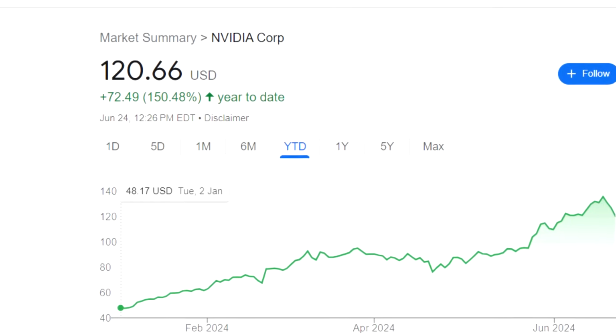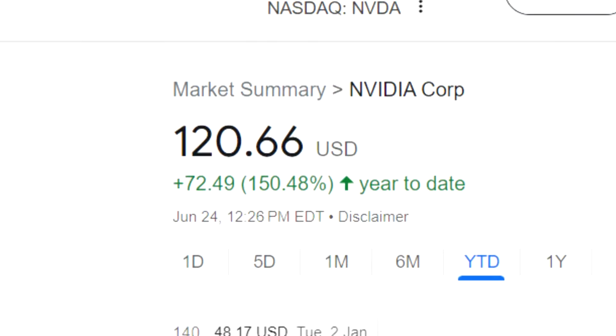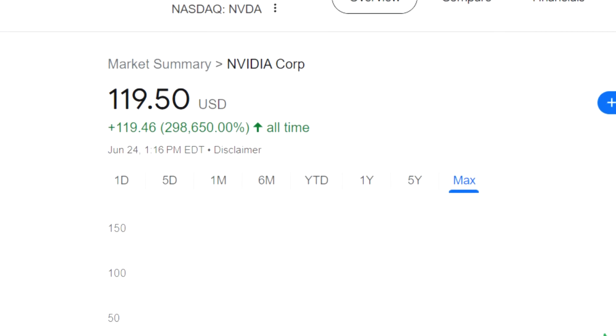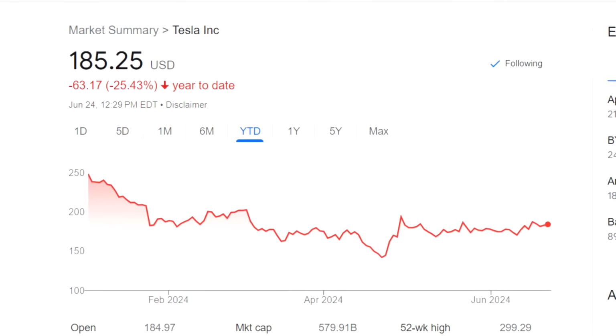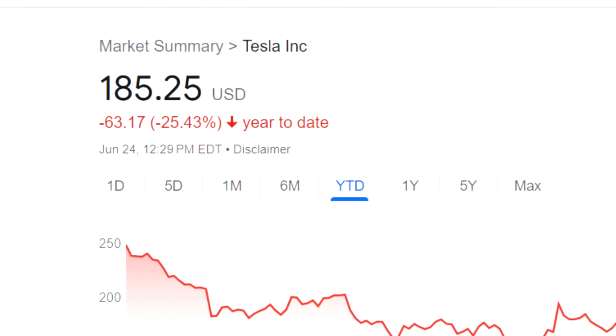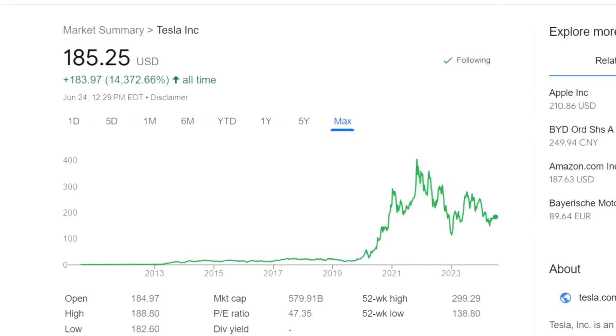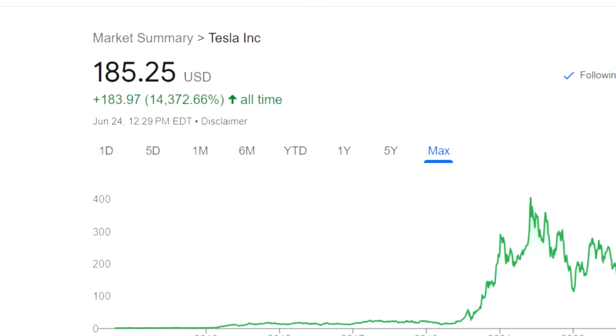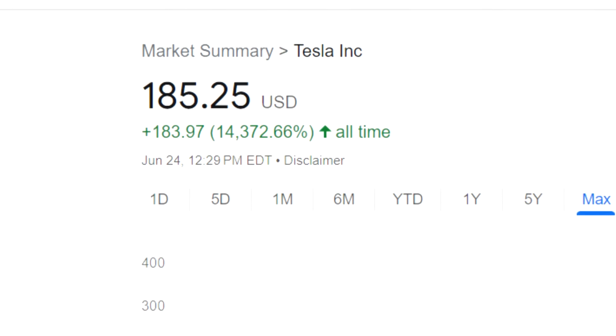Nvidia is up 150% year to date and over 300,000% since IPO. Sheesh! While Tesla year to date is down 25%, but since IPO, it's up over 14,000%. You tell me which one is the better long-term investment. If you don't know, don't worry, I gotcha.